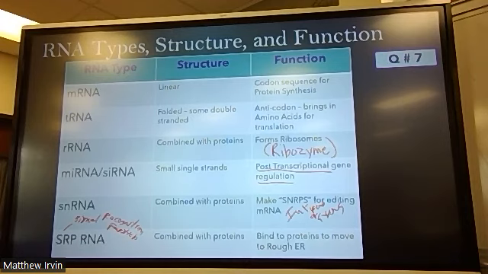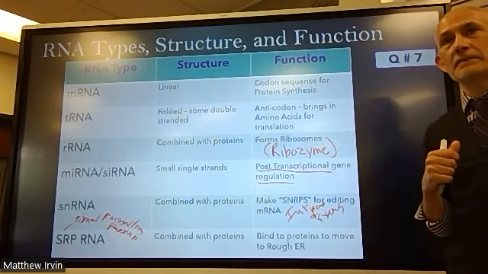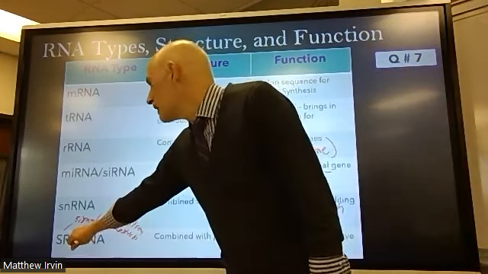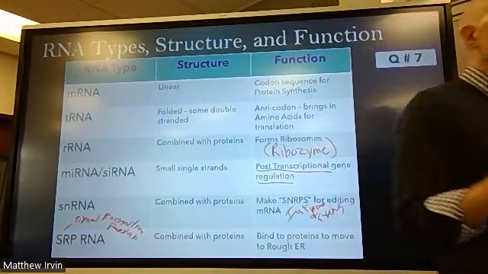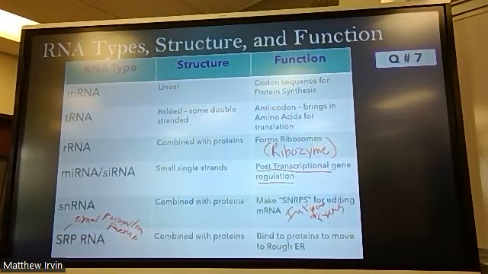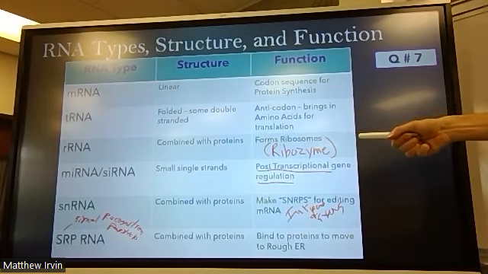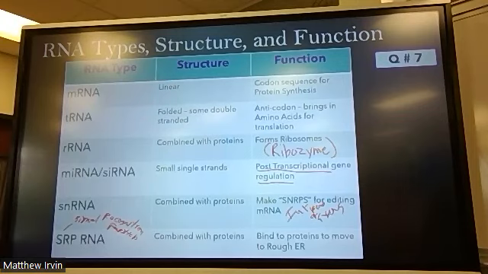So when your immune cells are making antibodies, when that protein starts to get made by the ribosome, an SRP will attach to it, tell it to go into the ER, and then it'll get shipped out. If it does not have an SRP RNA attached to it, that protein is going to stay in the cytoplasm. Good, almost.